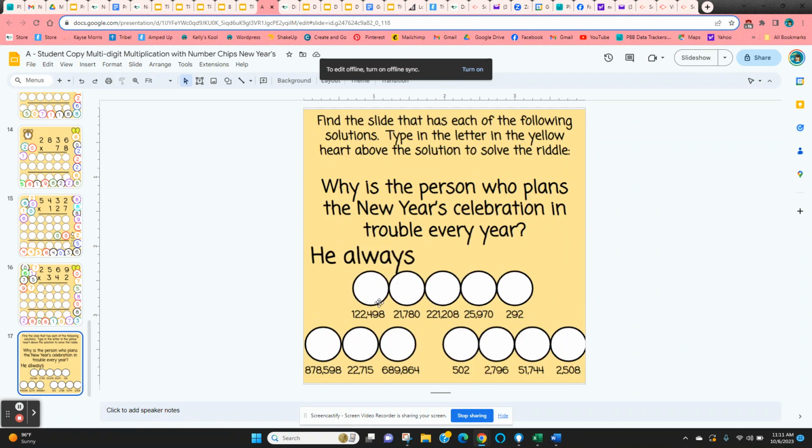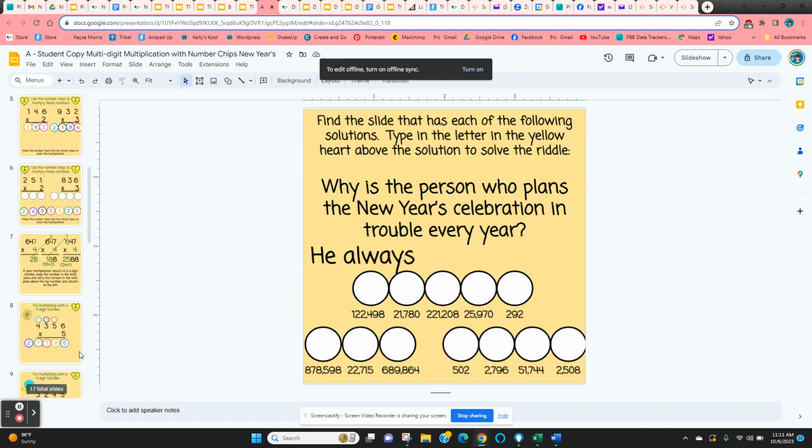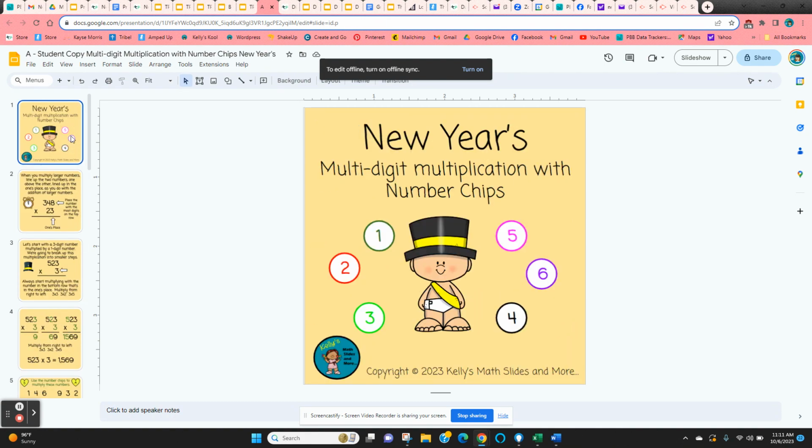Now on the final slide, these are all the answers they should have come up with on the previous slides. They're going to go back, find these answers, and then look for the letter that's in the yellow heart, and they're going to type this right above its answer. And if they do this correctly, it should answer the riddle, why is the person who plans the New Year's celebration in trouble every year? So that is a digital lesson on multi-digit multiplication with number chips, the New Year's version.